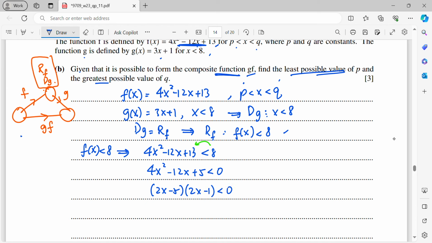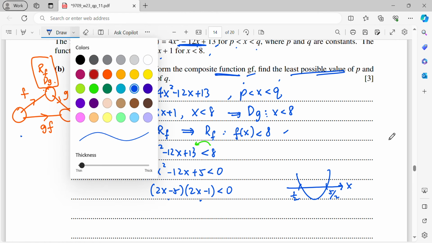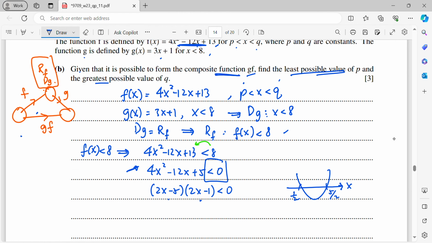So basically here I get 5 over 2 and half. Now this graph, 4x squared minus 12x plus 5, will have a minimum point because of the positive 4x squared. So this is the graph, and it will be touching the x-axis at 2 points, 5 over 2, which is 2.5, and this is half. So I will label here half, and this is 5 over 2. Now the whole graph is less than 0. Less than 0 means the region is below the x-axis. So that means I will get my x between half and 5 over 2.